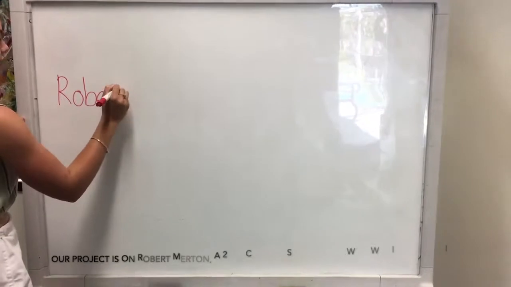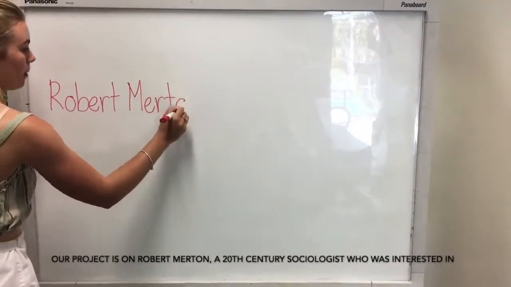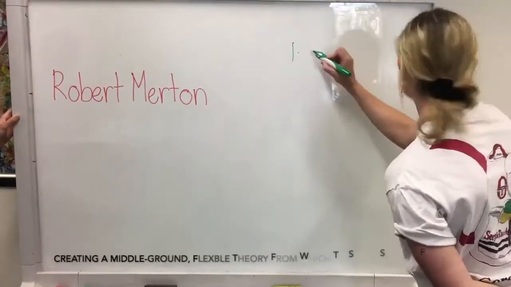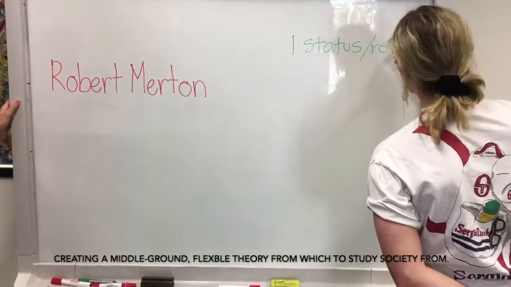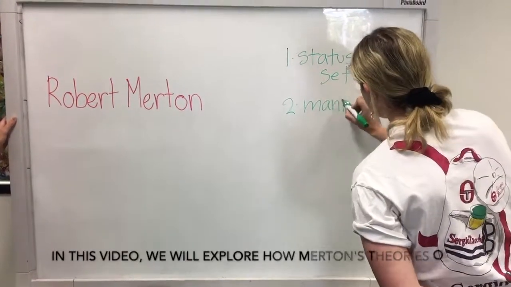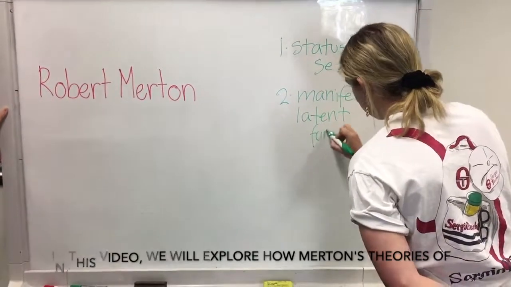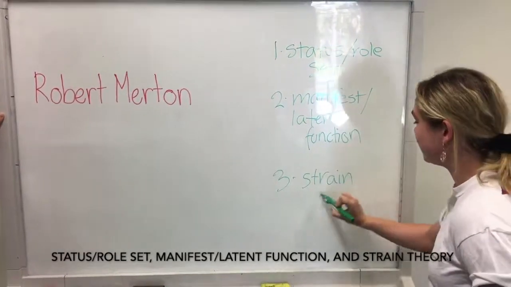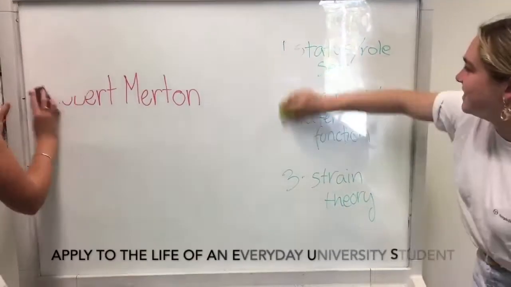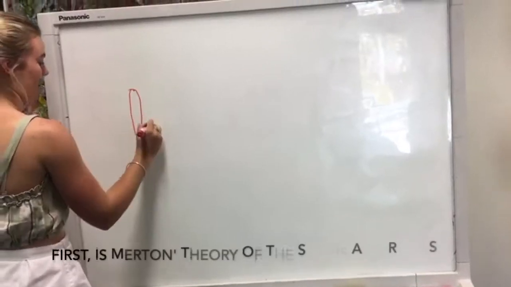Our project is on Robert Merton, a 20th century sociologist who was interested in creating a middle ground, flexible theory from which to study society from. In this video, we will explore how Merton's theory of status role set, manifest latent function, and strain theory apply to the life of an everyday university student.